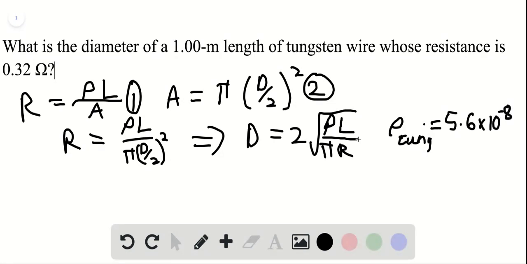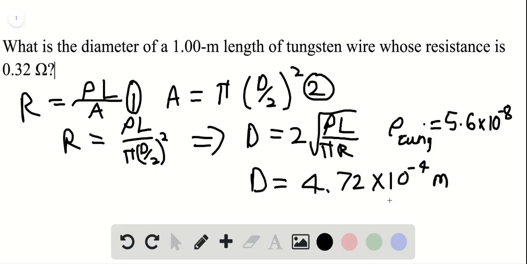And substituting in these three values into this square root here gives us diameter is equal to 4.72 times 10 to the minus 4 meters. And to two significant figures, which is what the book gives, it is 4.7 times 10 to the minus 4 meters. And that's the answer.